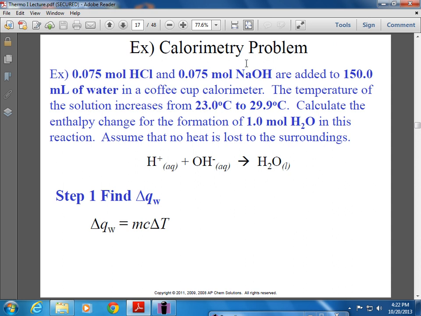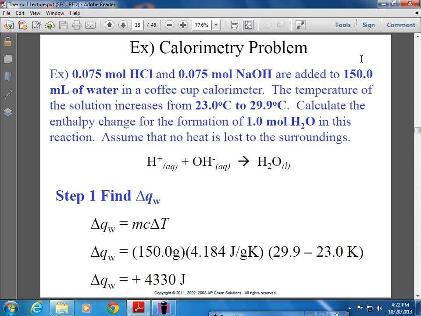Now, a couple things to realize about this. When we are dealing with q = mc delta T, we have 150 milliliters of water. Well, the density of water is 1 gram per 1 milliliter. So if I have 150 milliliters of water, that's the same as 150 grams. Since we're dealing with water in the calorimeter, we know it's 4.184 joules per gram Kelvin. And then we have the delta T: T final, which is 29.9, minus T initial, 23.0. Plugging that all in, we get a q value of the water of positive 4,330.